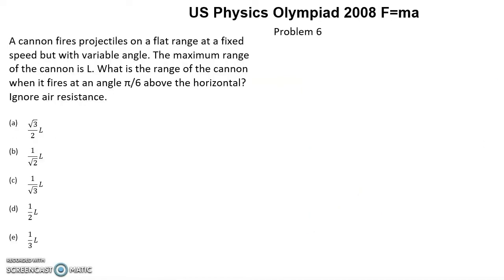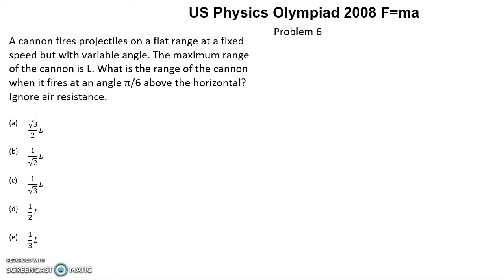Problem number 6. A cannon fires projectiles on a flat range at a fixed speed, but with a variable angle. The maximum range of the cannon is big L. What is the range of the cannon when it fires at angle pi over 6 above the horizontal? Ignore air resistance.